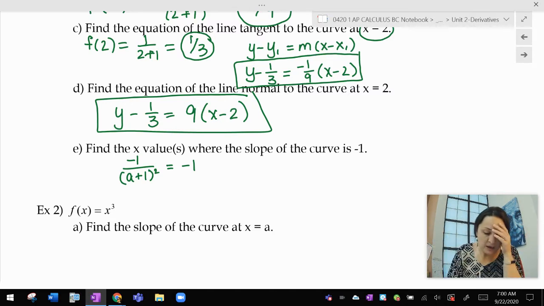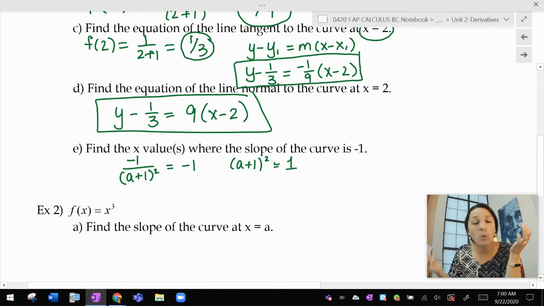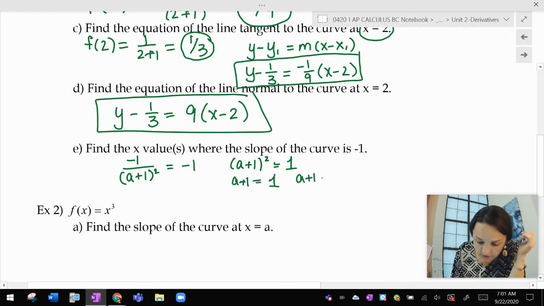Let's think first. If negative 1 divided by something equals negative 1, doesn't that just mean that a plus 1 squared has to equal 1? Right? Yes, that's exactly what it means. Okay, don't cross multiply. That's silly. You're wasting your time. And if a plus 1 squared equals 1, that means either a plus 1 was 1 or a plus 1 was negative 1, which means a was either 0 or a was negative 2.